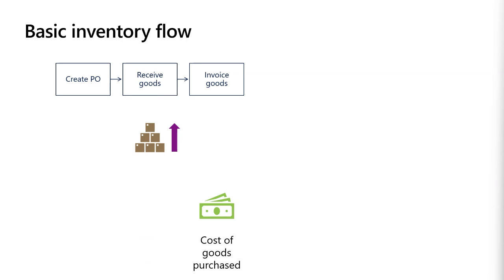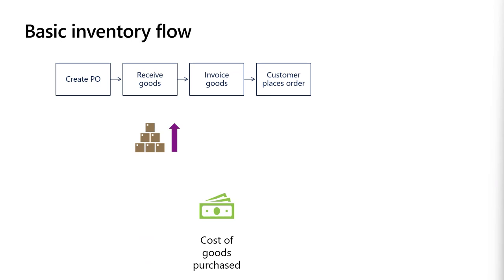Later, when you receive an invoice from the supplier for the goods, you will generate an invoice on the purchase order. The invoice records the final cost for the goods, and at this point, you update your financial systems to indicate that the inventory value is moved into the cost of goods purchase bucket. The values will remain physically and financially in your possession until you sell the items.